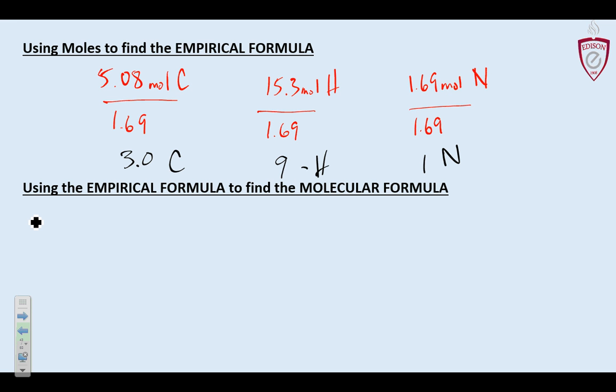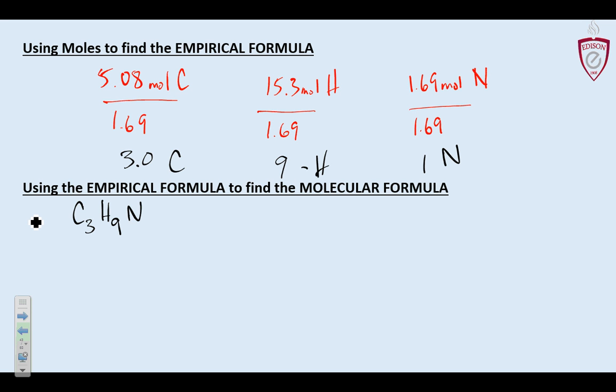So now these are our subscripts for the empirical formula. So let me go ahead and write this empirical formula down right here. I'm going to say C3H9N.